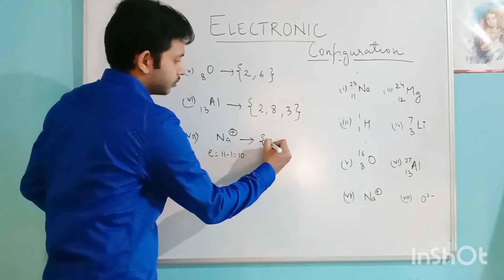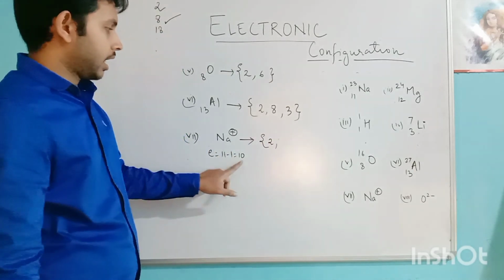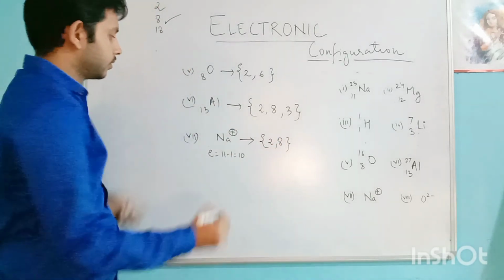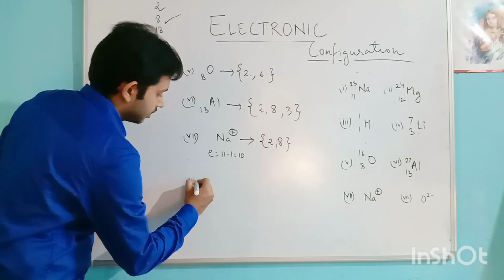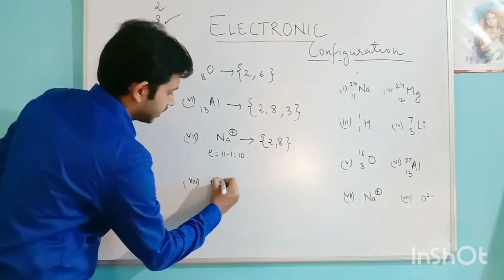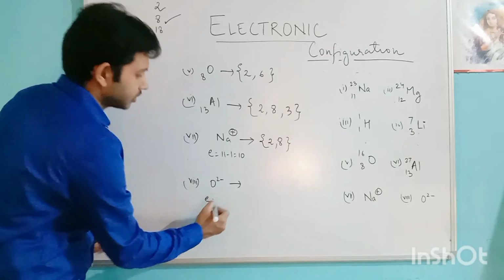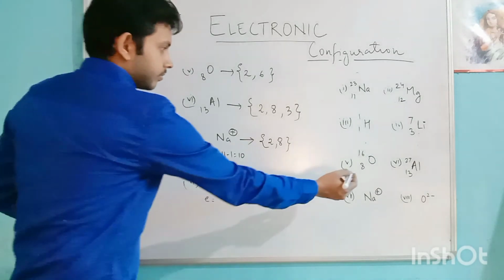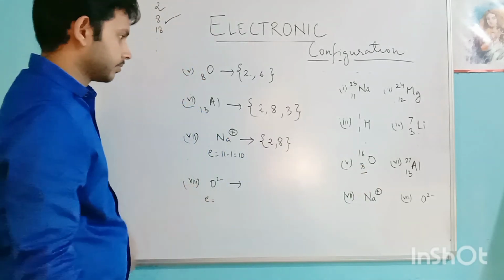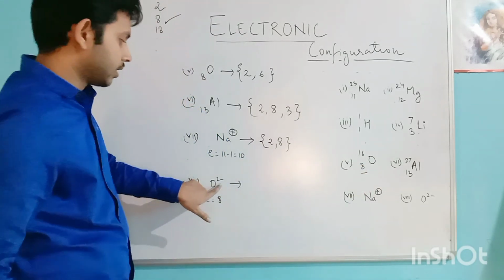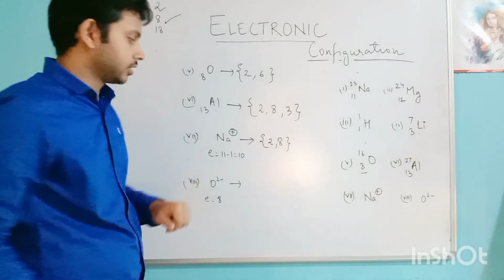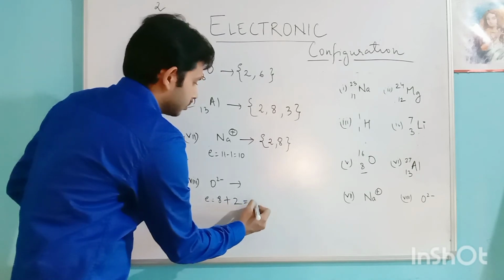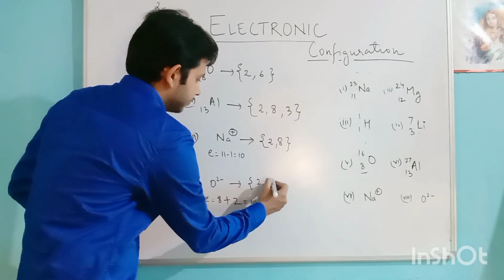So here 2, 8. 8 plus 2 is 10. It is fulfilling all the rules. Now the last question is oxygen 2 minus. How many electrons? Oxygen has atomic number what? 8 here. So 8, and this 2 electrons you have to add. There are 2 more electrons in this anion. So this is 8 plus 2 is 10. So we will write 2, 8.